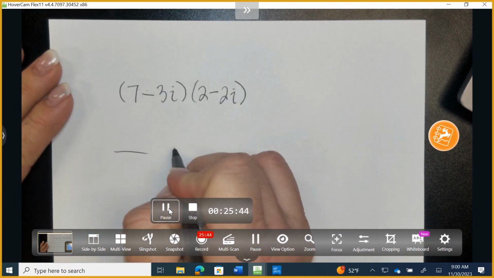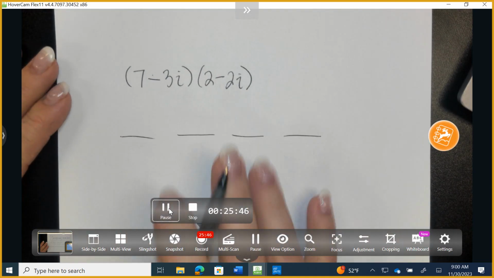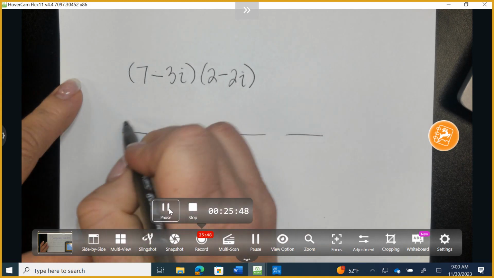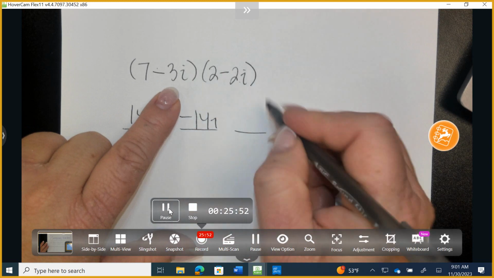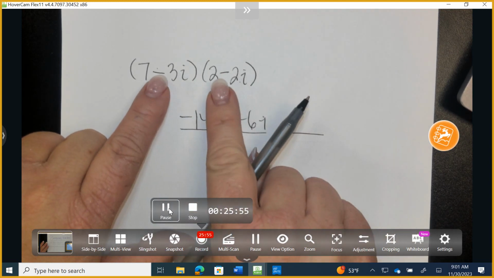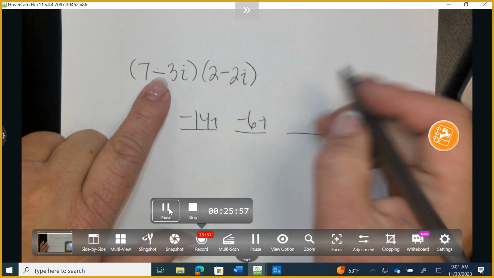See how we can do this. Then we're going to move on to our last learning objective, which is division. I'm going to do the fronts to get 14. The outside is negative 14i. The inside is negative 6i. And be careful, a negative times a negative is a positive.